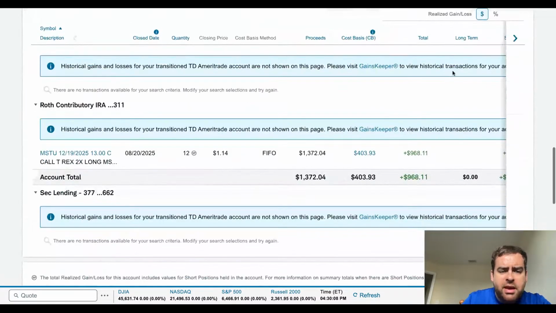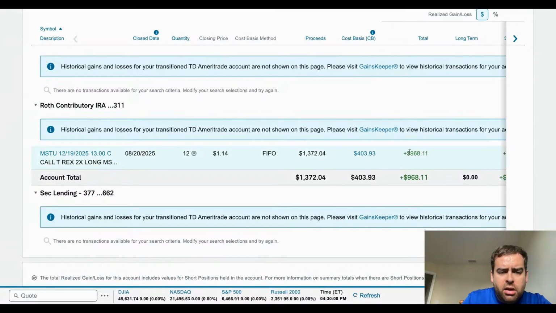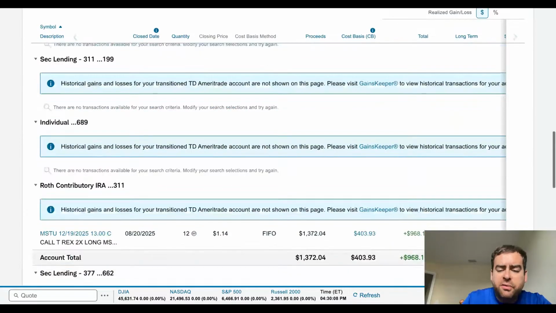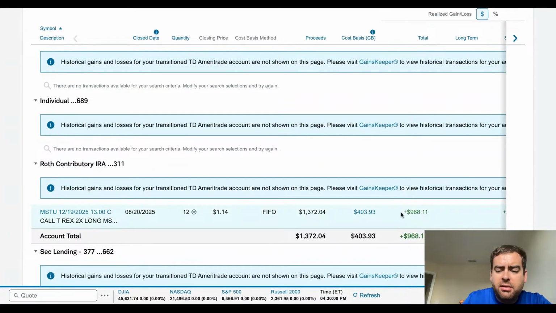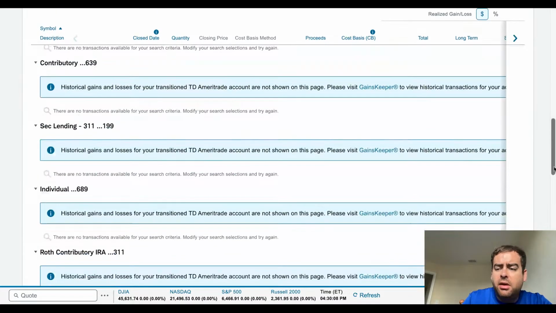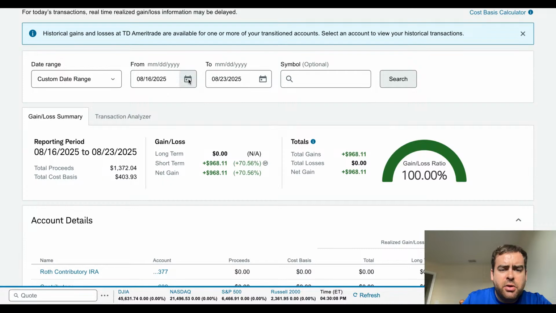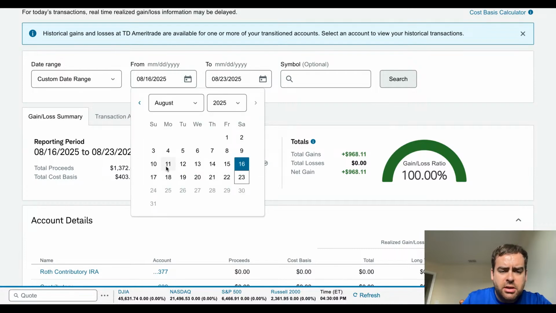I was able to buy back an MSTU call, or 12 of them that I had from December, expiring in December. This was in the Roth IRA. There was still $400 left, but I went ahead and bought back and realized $968. So basically, I added another 1,000 to the total here. So this account's going to hit 200,000 this year, at least.